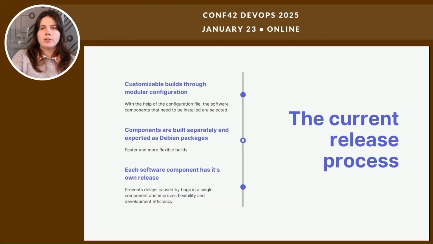By using a configuration file, users can now create custom images mapped to their specific requirements. They can select only the components they need, ensuring lightweight and efficient builds. We have also shifted to build each component independently and release it as a Debian package. These packages are uploaded to Analog Devices Linux package repository, which allows for faster and more flexible builds. This change also simplifies updates for users, making it easier to install or roll back components as needed.